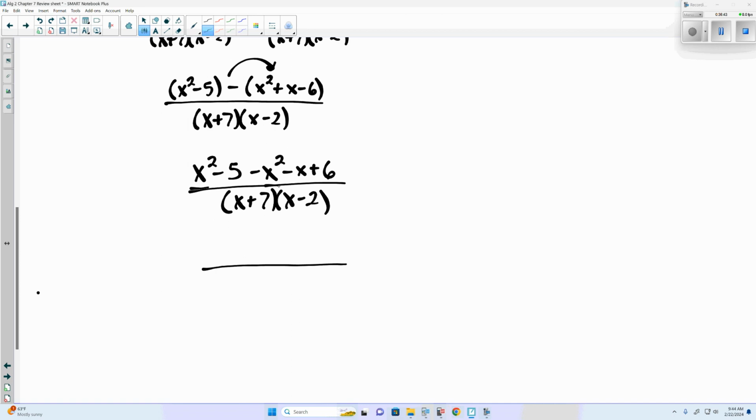X squared minus x squared is 0. They're gone. Well, now we just have negative x. Negative 5 plus 6 is plus 1.